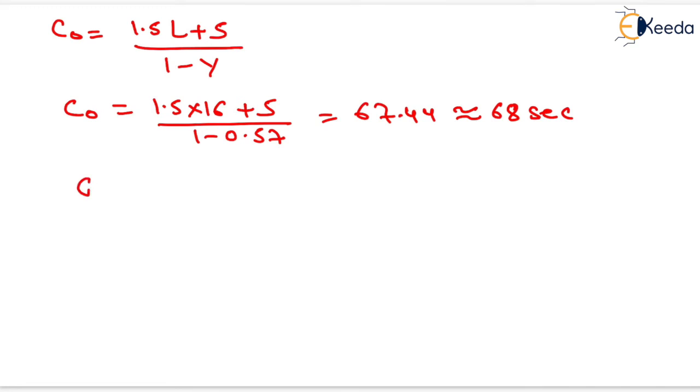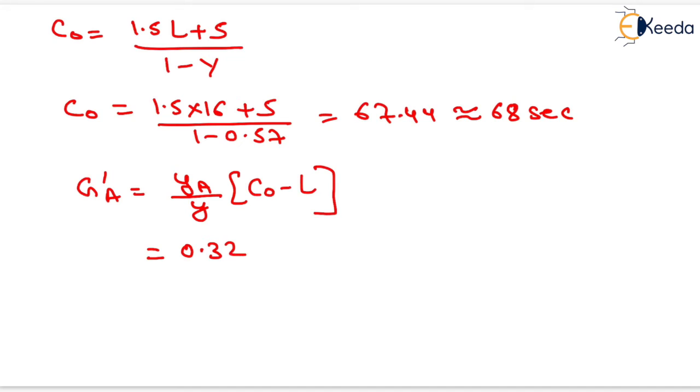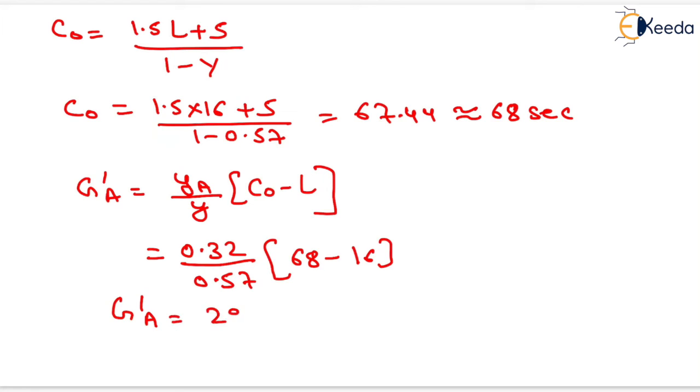Now we can determine the value of G dash A, which will be the ratio of YA upon Y into (C0 minus L). On putting the value of YA as 0.32 and Y as 0.57, the value of C0 is given as 68 and the value of L is already determined, that is 16. On solving this, we will have the value of G dash A equal to 29.19, which will be nearly equal to 30 seconds.